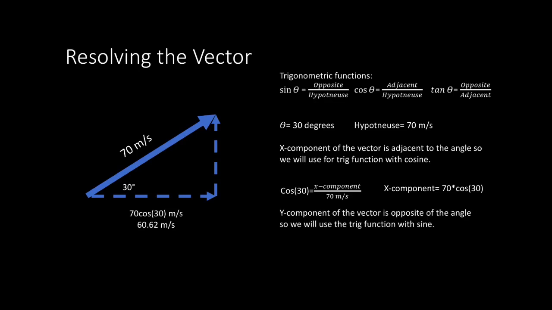We're going to use the trig function with sine to find the y component because the y component is opposite of the angle. So once again, substituting 30 for theta and 70 for the hypotenuse, we get sine 30 equals the y component over 70 meters per second, and solving for the y component, we get 70 times sine 30, which ends up being 35 meters per second.